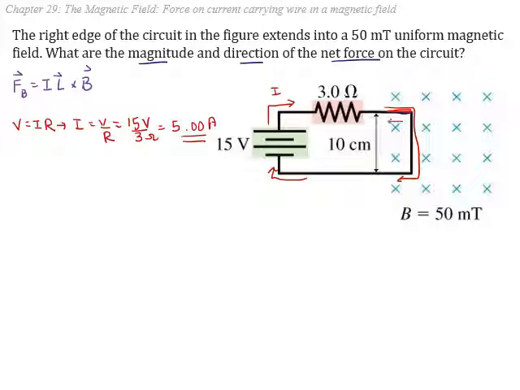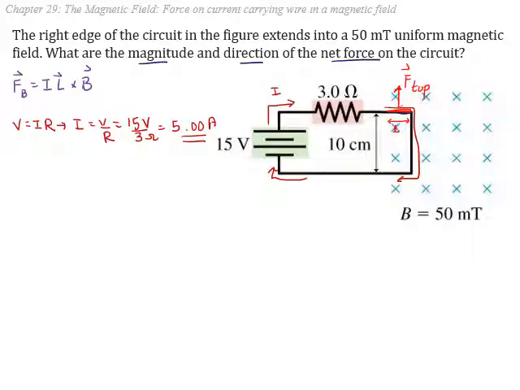The length of the bit that's in the field, let's call that little l. We can do our right hand rule to find the direction. You point your thumb to the right because that's the direction of the current. Your index finger goes into the page. Your extended middle finger should point up, and we'll see a force that points up. So there's the force for the top segment.